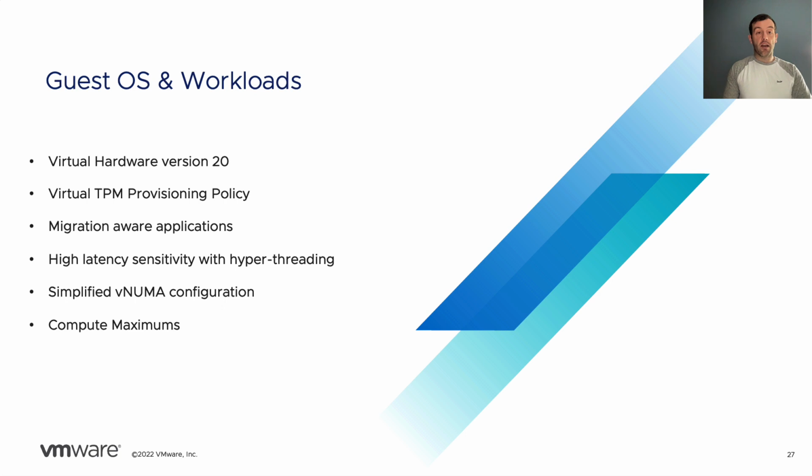We're making applications, or supporting applications, to make them migration aware through vMotion notifications. Enhancing the work we did with high latency sensitivity in vSphere 7 by adding high latency sensitivity with hyperthreading. We're simplifying the configuration of vNUMA, and we're increasing some compute maximums, as you might expect.